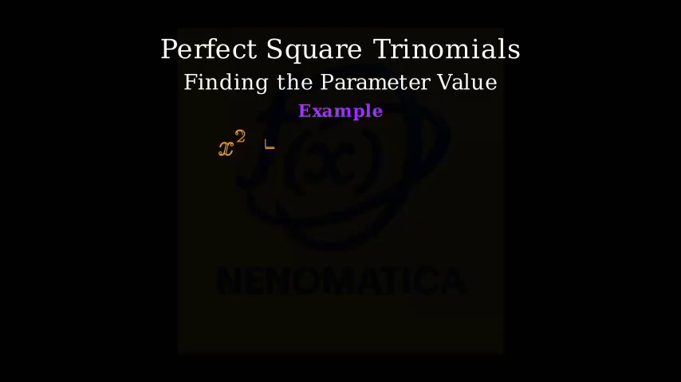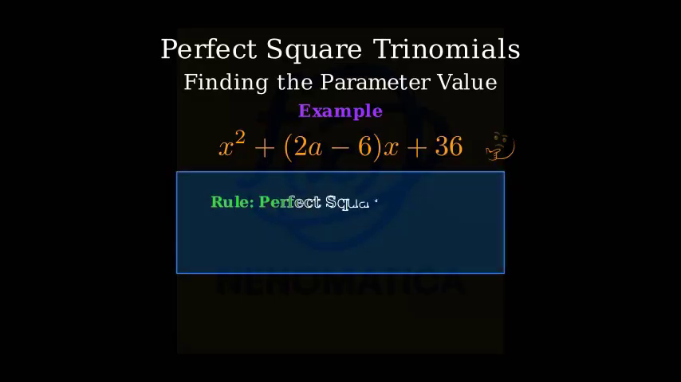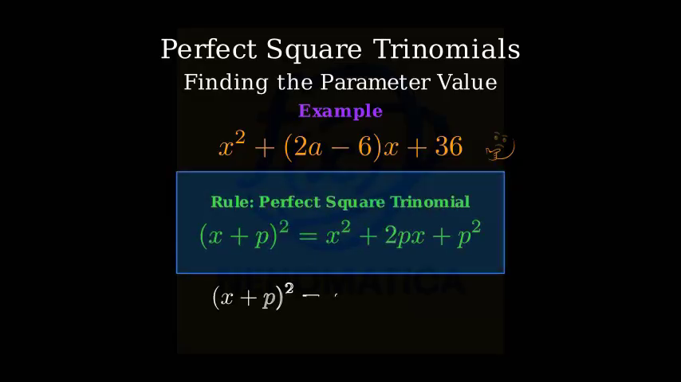Let's start with our example. We have the expression x squared plus (2a minus 6) times x plus 36. We need to find the value of the parameter a that makes this expression a perfect square trinomial. To solve this, we need to recall the form of a perfect square trinomial. A perfect square trinomial has the form (a plus b) squared, which expands to a squared plus 2ab plus b squared.